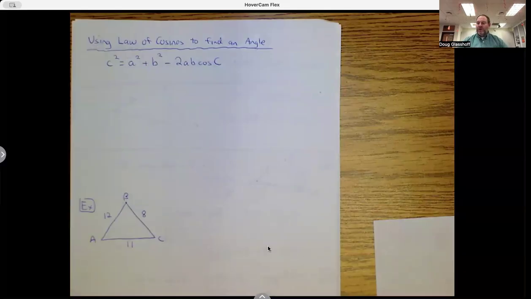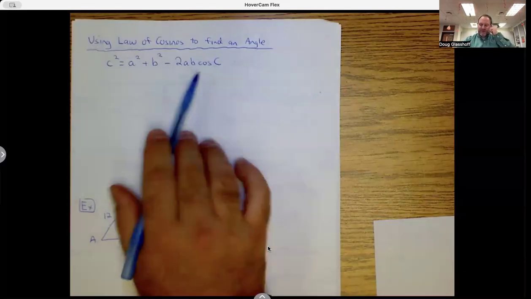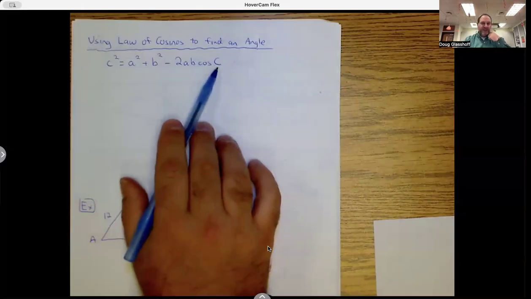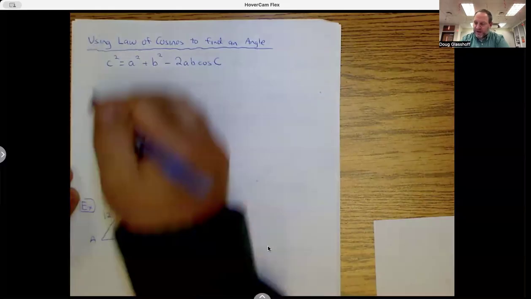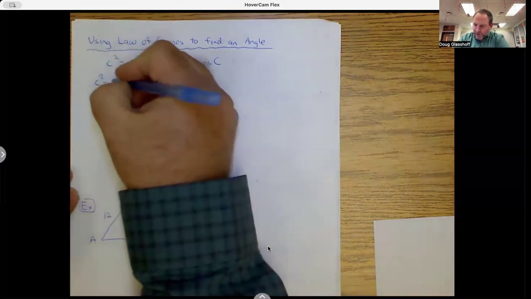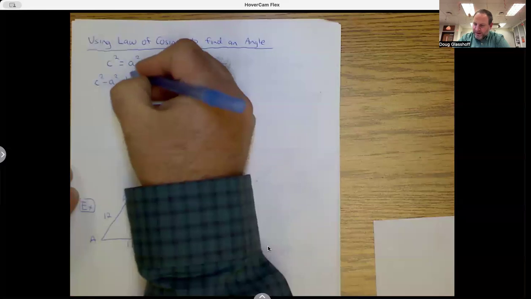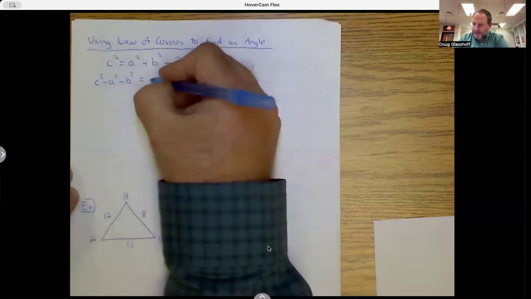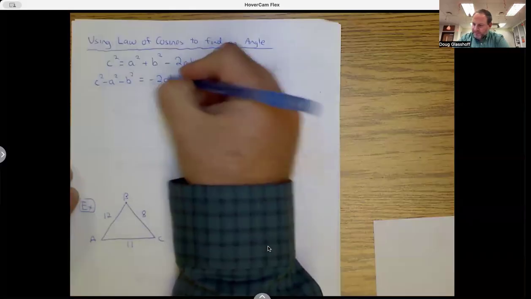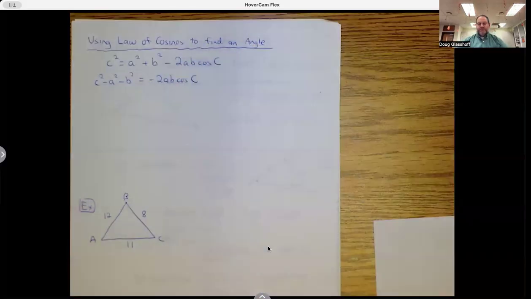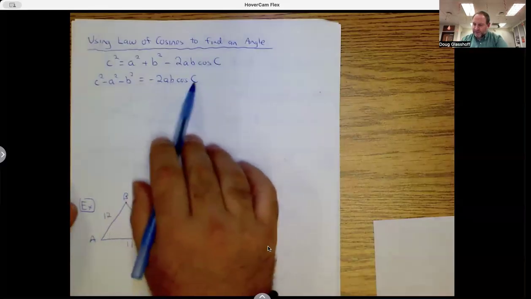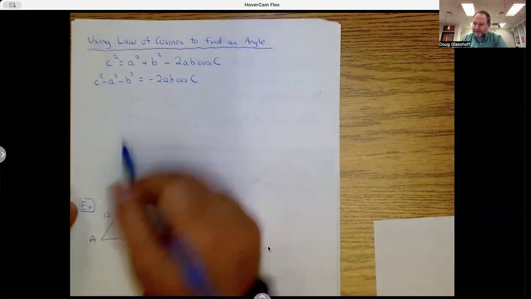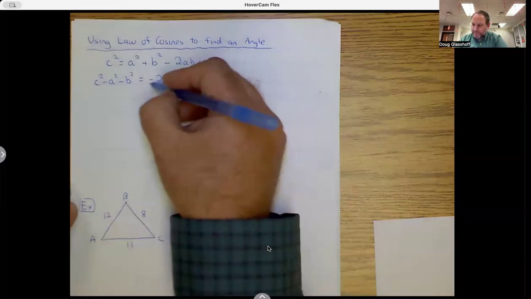All right. And what we're going to do is solve this equation right here for angle C. So to do that, what I'm going to do first is subtract both of these to the other side. So I'm just going to do some algebra here. So C squared minus A squared minus B squared would equal negative 2AB cosine C. Okay, so I just moved those 2 things over. Then I want to divide by this. So I'm trying to get that cosine C by itself. So I'm going to divide by negative 2AB.